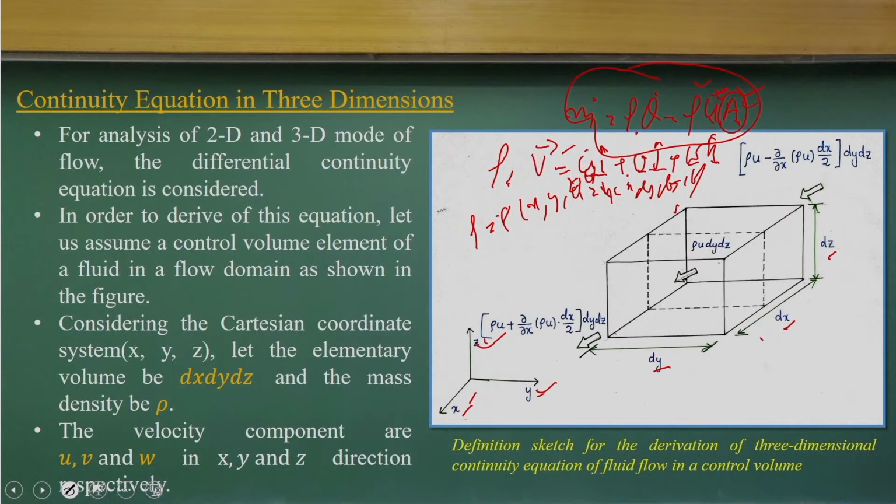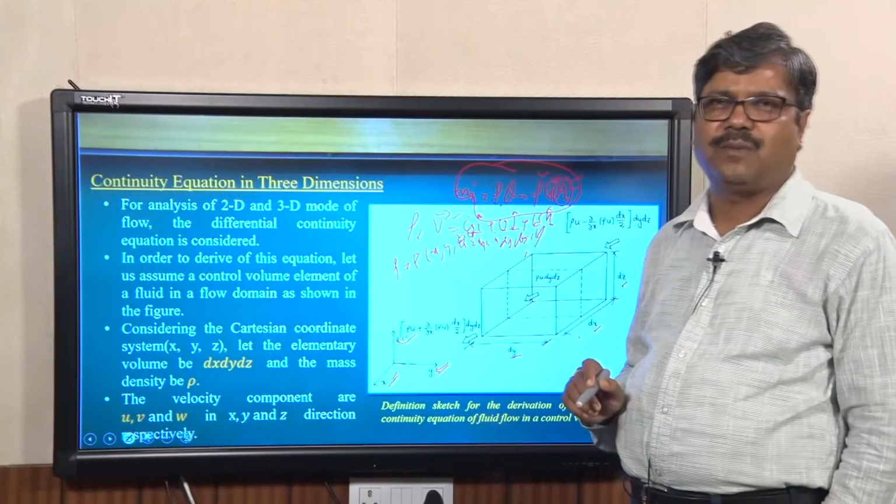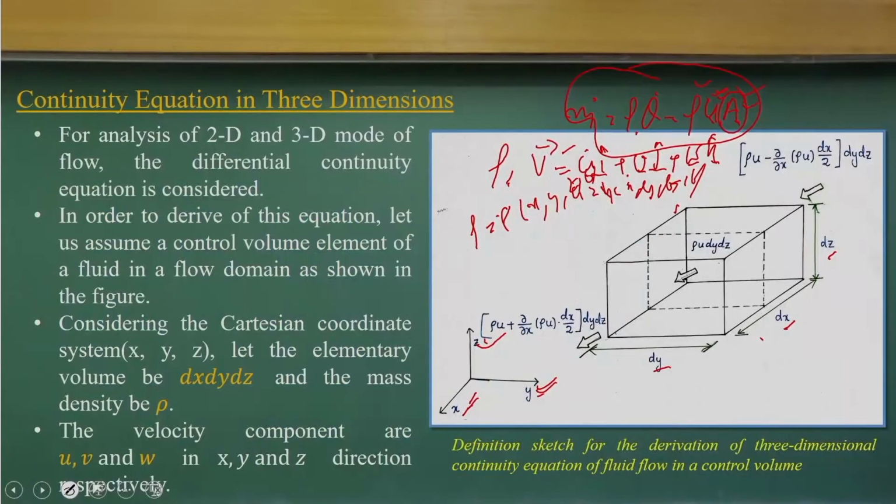That is a very basic thing, the influx and outflows. You can find the net influx passing through this control volume in the x, y and z directions, just summing up, and also we know what could be the net storage of mass happening within this control volume.